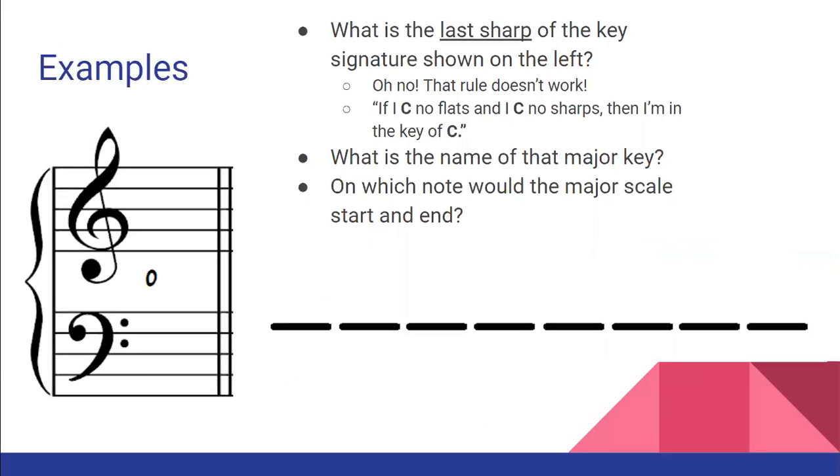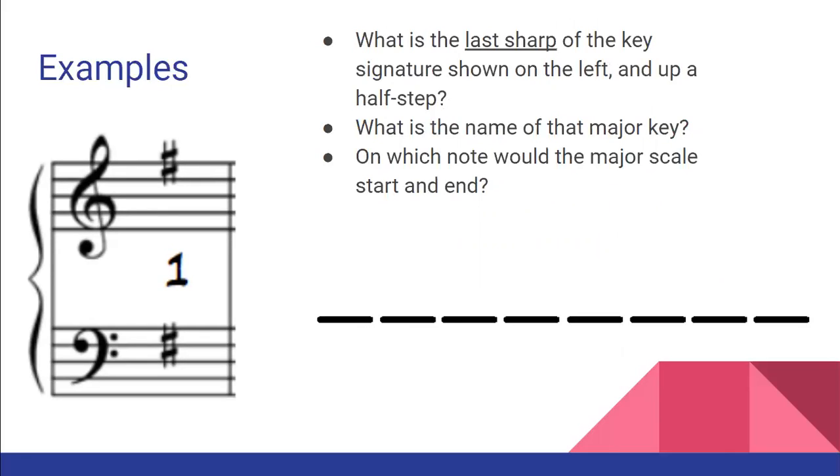This one's easy. What is the last sharp here? Oops, there are no sharps. If you see no flats and you see no sharps, then you're in the key of C. So when we're building a scale, that means we got to start with the letter C. You'll notice that there are no sharps and no flats in this scale, and that's because there's no sharps or flats in the key signature. It's all natural.